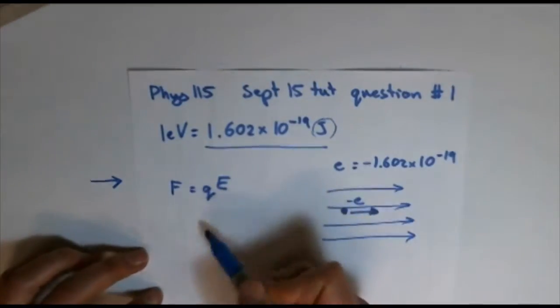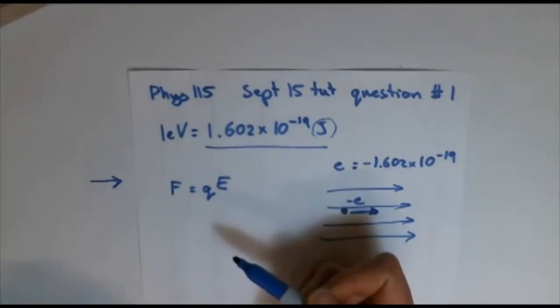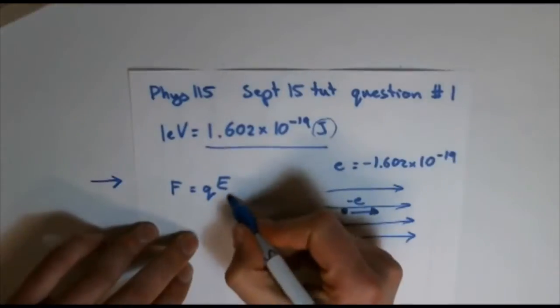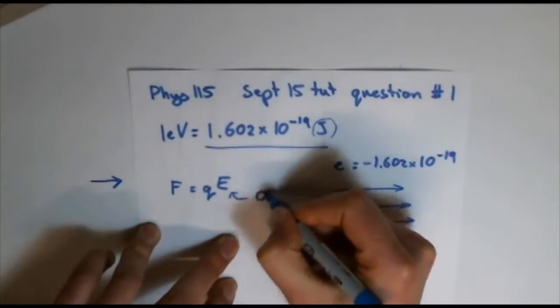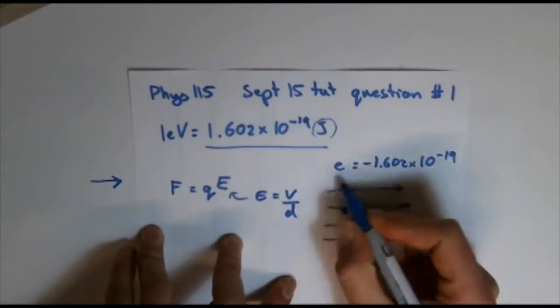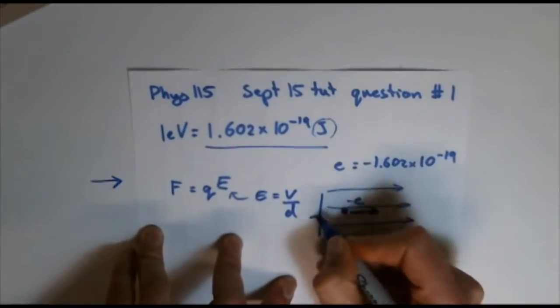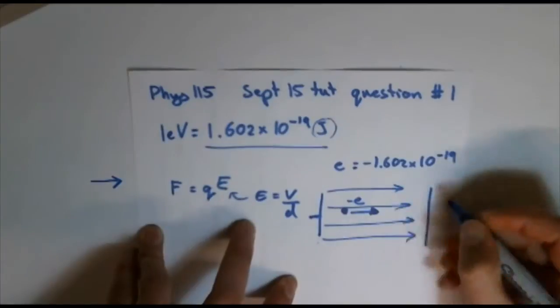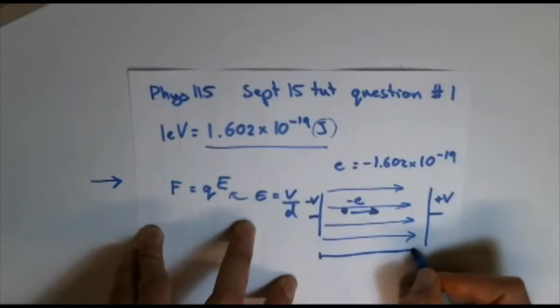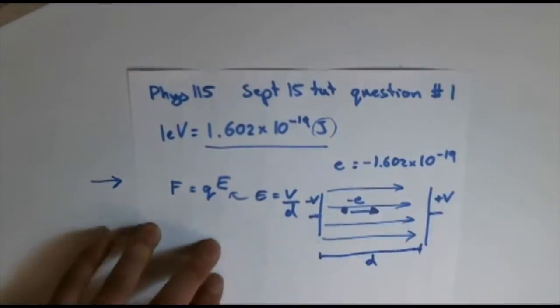So we know what the charge is because we're talking about an electron. That's why it's called an electron volt, the amount of energy required to accelerate an electron through the potential difference of 1 volt. And we also know a way to re-express the electric field, as the electric field is the voltage divided by some distance. So going back to our diagram, if we've got some positive voltage here and some negative voltage here, then d is the distance between them, like that.